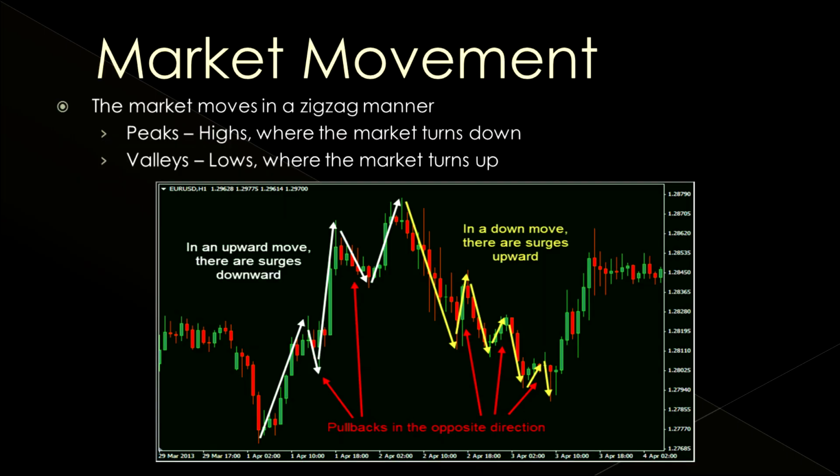Now, market movement involves the market moving in a zigzag type manner. As you'll notice on the image, the market has certain peaks, certain highs where the market turns downwards, and certain valleys or lows where the market turns upwards. In the upward moves, there are surges downward, and in a down move, there are surges upward. And you'll see that there are certain pullbacks with the red arrows in the opposite direction.